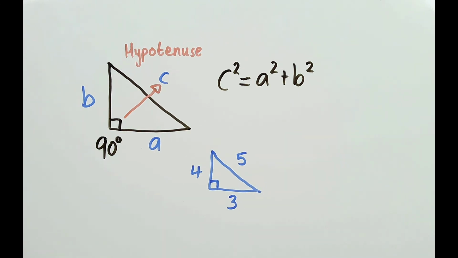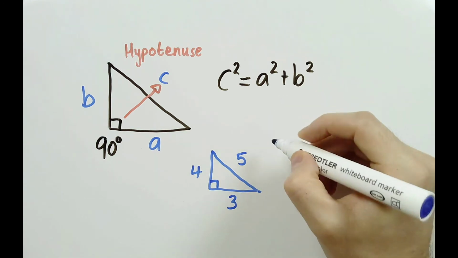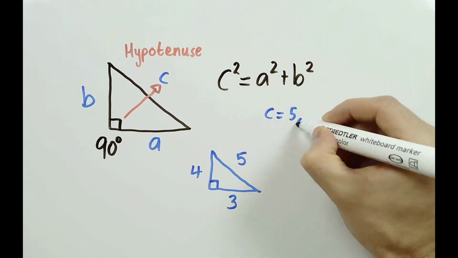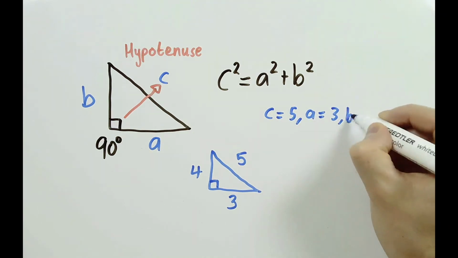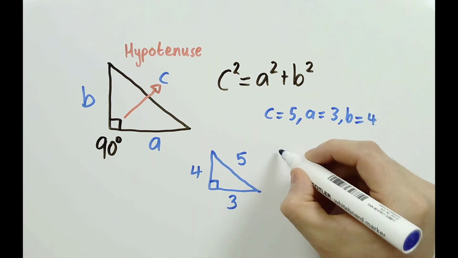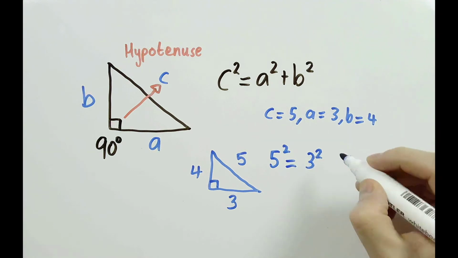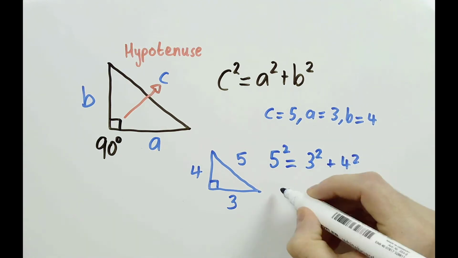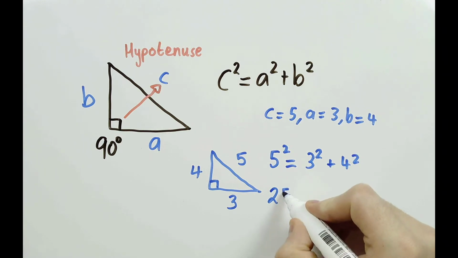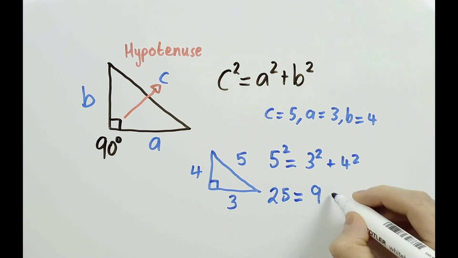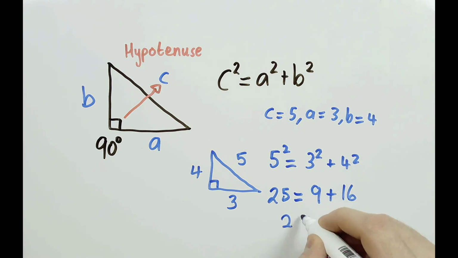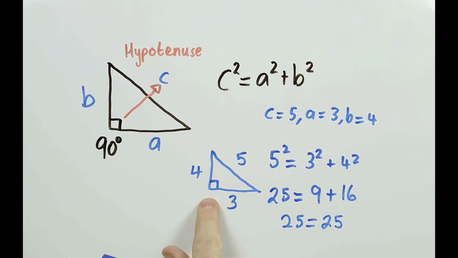So if we fill these numbers into our Pythagorean formula, here we have C equals 5, A equals 3, B equals 4, we'd find that we get 5 squared equals 3 squared plus 4 squared. And if we simplify both sides, we end up with 5 squared is 25, 3 squared is 9, 4 squared is 16. We do in fact get 25 on both sides, showing that at least for this Pythagorean triad, Pythagoras' theorem holds true.